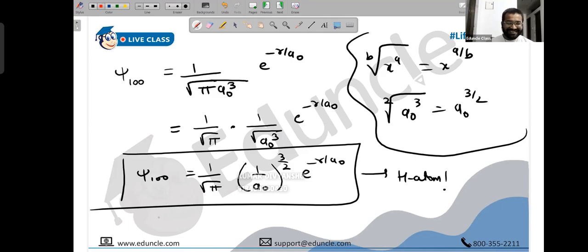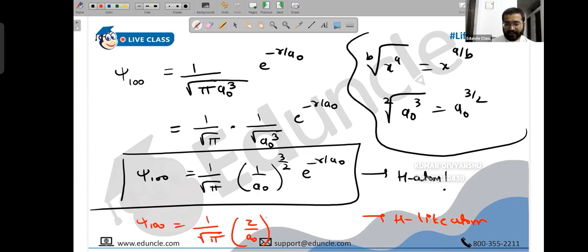But for hydrogen-like atoms, Z will come into picture. And psi 100 for hydrogen-like atoms becomes equal to 1 upon root pi into (Z upon a naught) raised to 3 by 2 into e raised to minus ZR upon a naught. Make note, please.